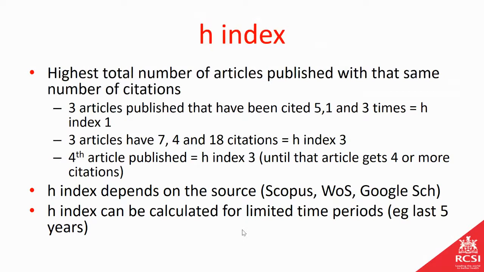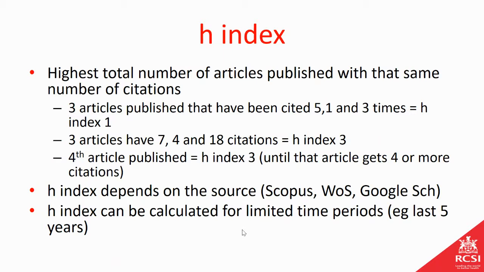So in bullet 2 there, you've now got citations of 7, 4, and 18 for your 3 papers. So they've all been cited at least 3 times, so your H-index is now 3. It can't be more than 3 because you've only published 3 papers. If you did publish a 4th paper, your H-index could go up if that 4th paper then gets cited 4 times or more. You'll then have 4 papers that have been cited 4 times or more, so your H-index will be 4. So it kind of makes sense.